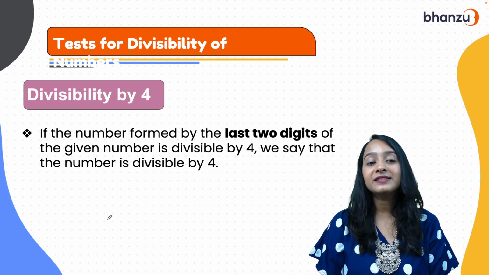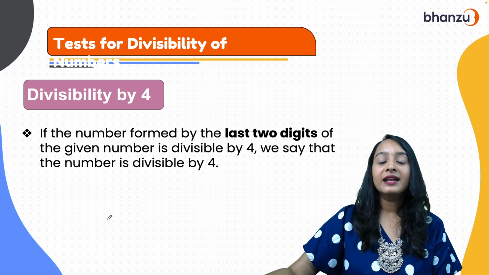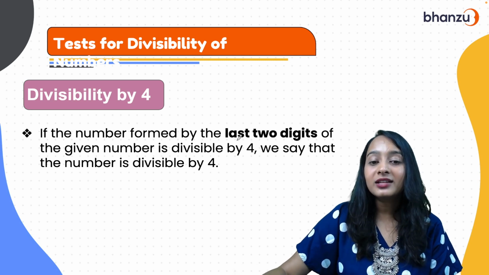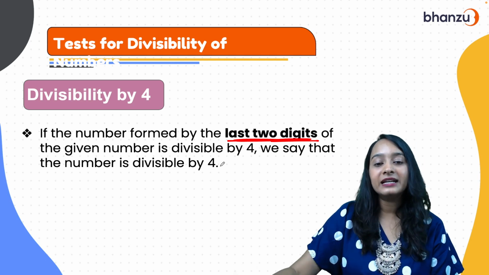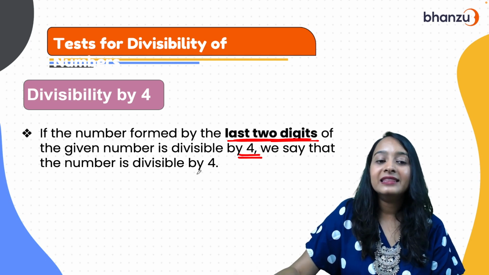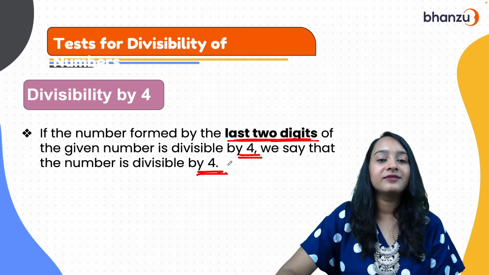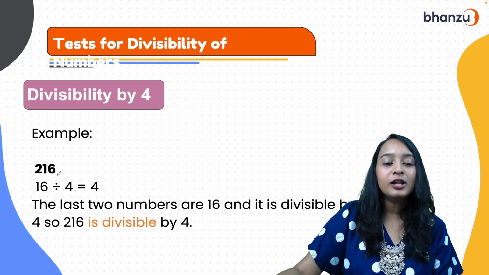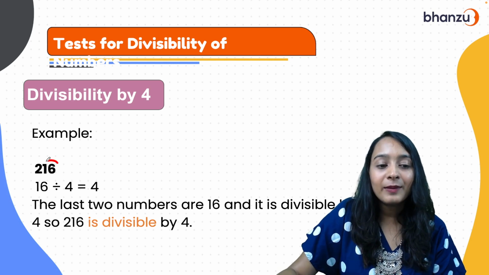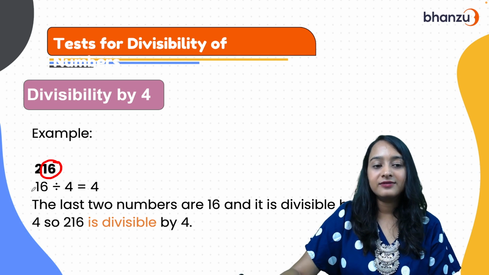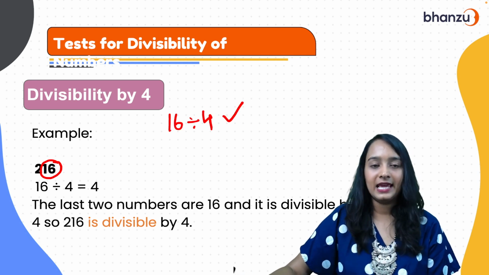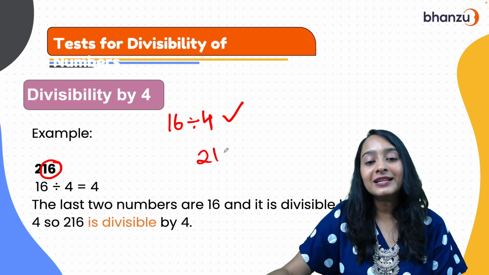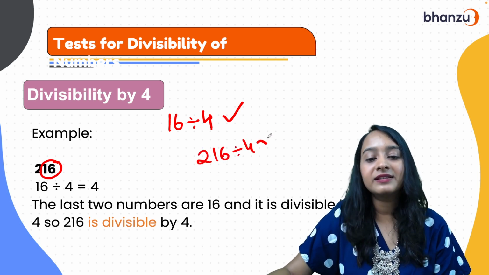Now what about divisibility by 4? If I take a number, check the last 2 digits. If the last 2 digits are divisible by 4, then the entire number is divisible by 4. For example, 216. I'm only going to take the last 2 digits, which is 16. Is 16 divisible by 4? Yes. That means 216 is also divisible by 4.